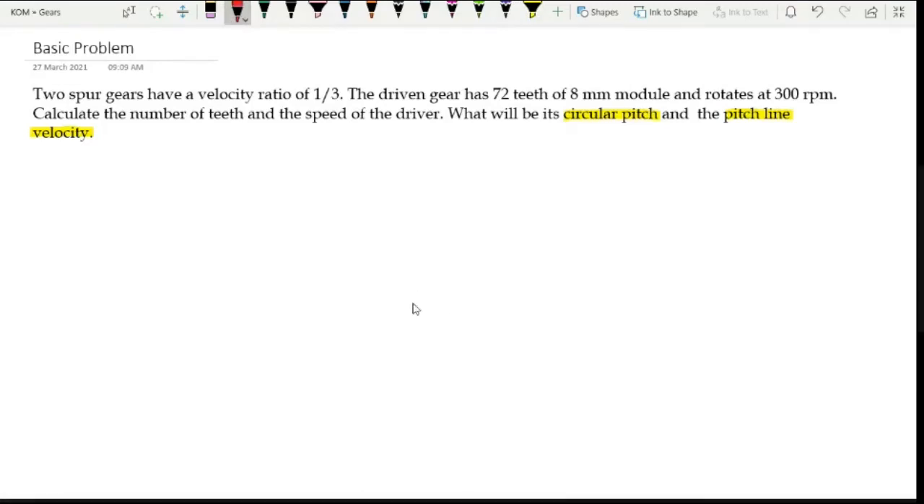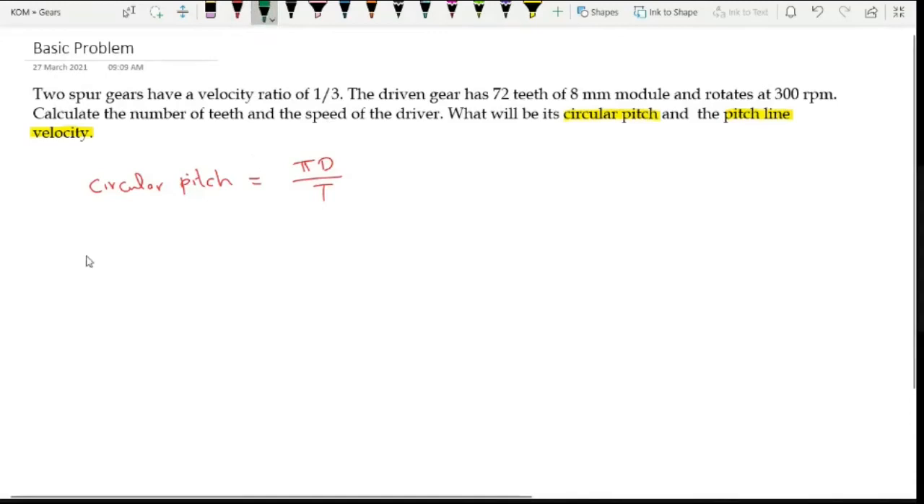Let us write the formula for circular pitch. It is pi d by T. This is my formula. You have two gears, and it is not mentioned whether the circular pitch is for gear 1 or gear 2, because you know that the circular pitch is common for both the gears.